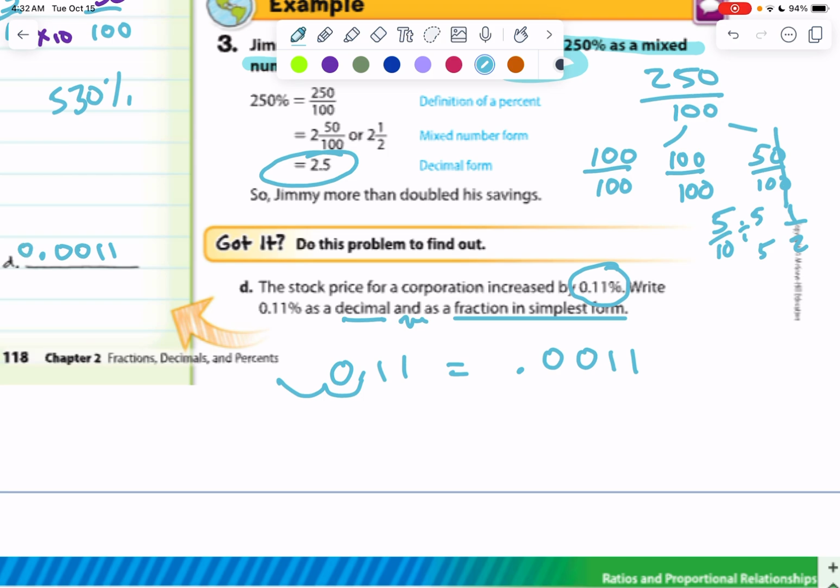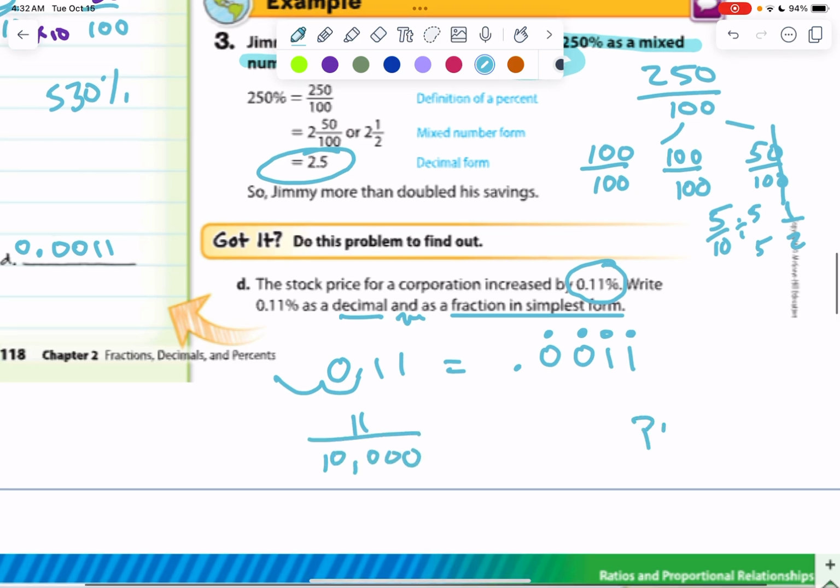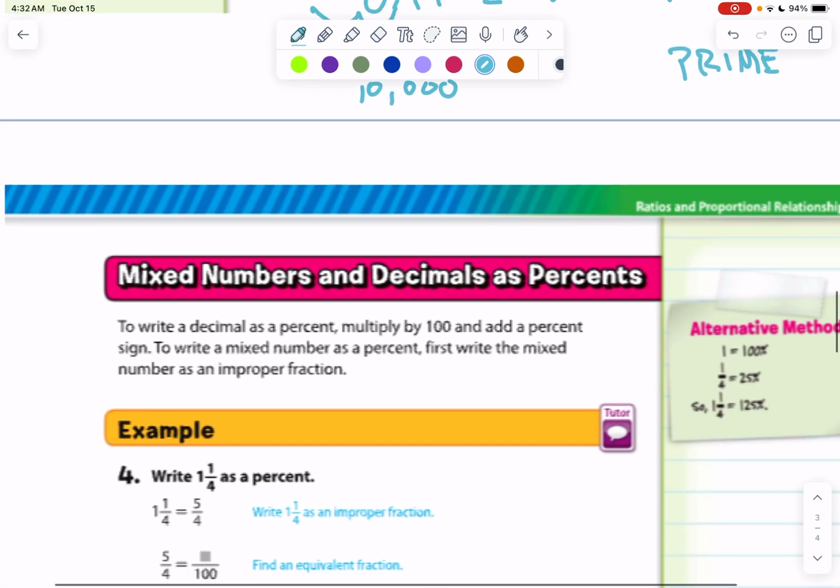0.0011. It's a good habit to mark the whole numbers as well with a 0 when there aren't any. All right, so this is 11 tenths, hundredths, thousandths, 10,000ths. 11 10,000ths. 11 is prime. So unless 10,000 is divisible by 11, our job is done here. 11 10,000ths. Not freaking out.